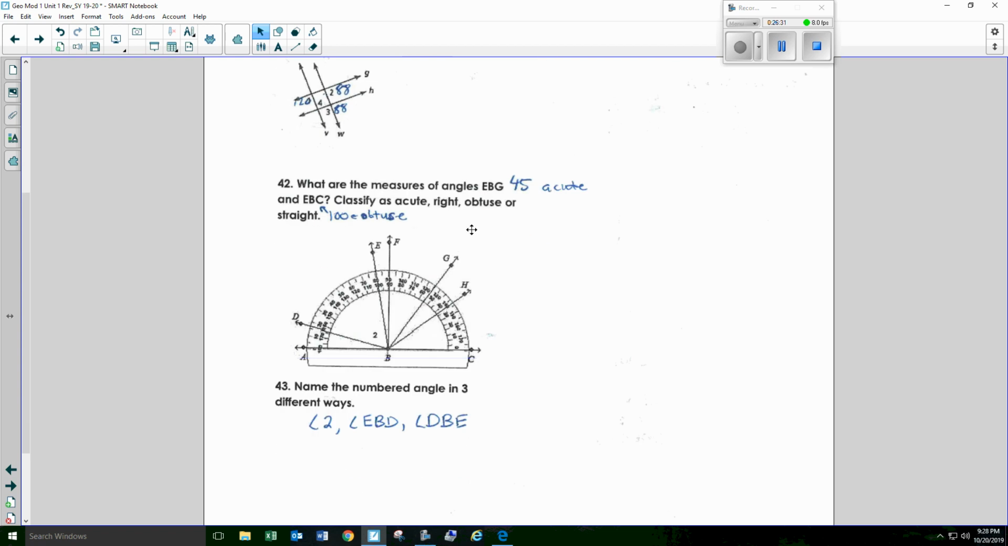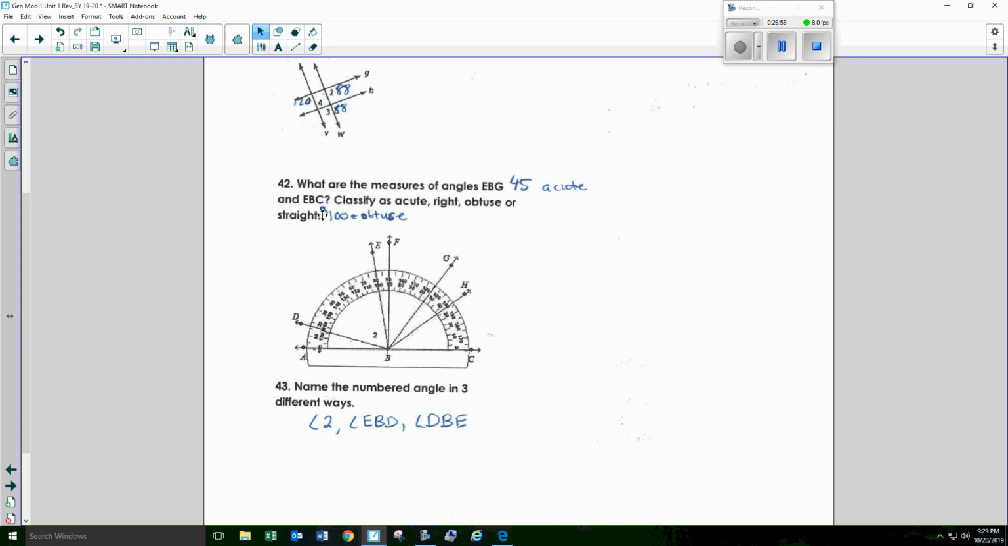All right, what are the measures of angle EBG? Okay, I look at either both the outside numbers and subtract them, bigger minus smaller, or the two inside numbers and subtract them, bigger minus smaller. So we have 100 minus 65 is 45. And then classify it. 45 degrees would be acute.